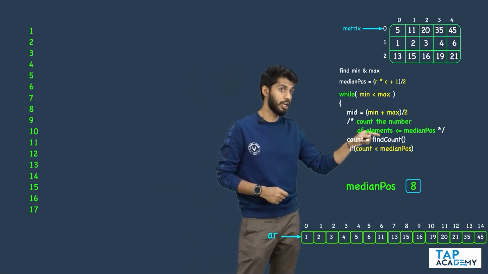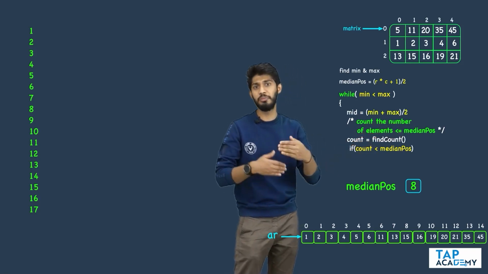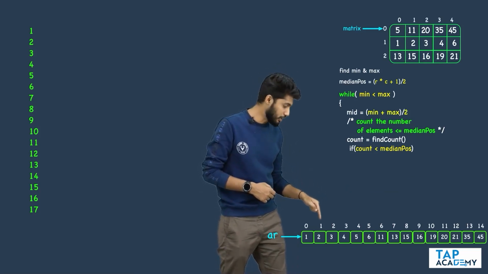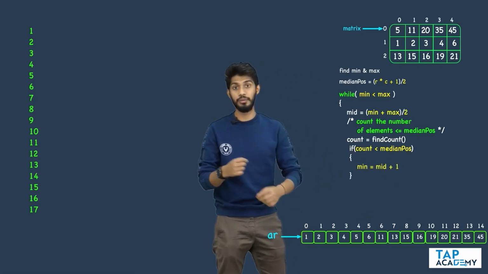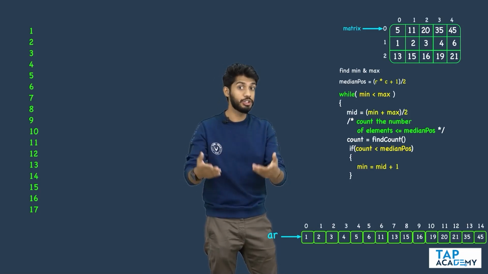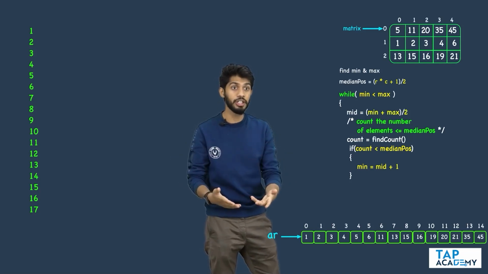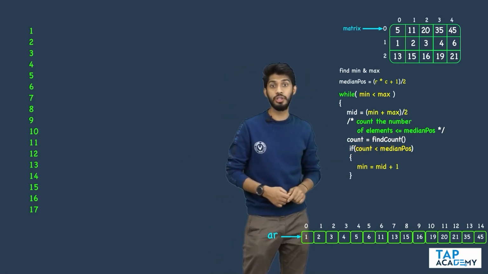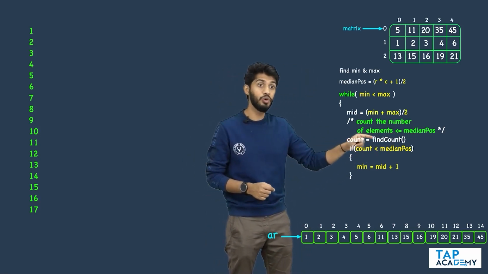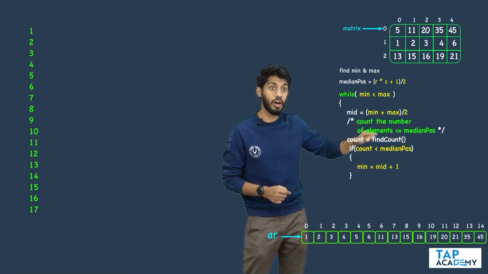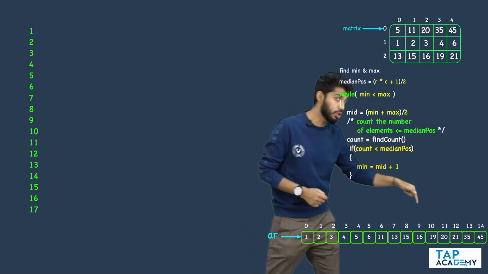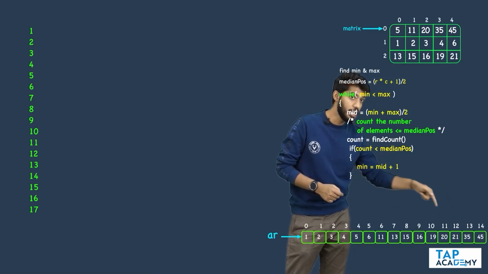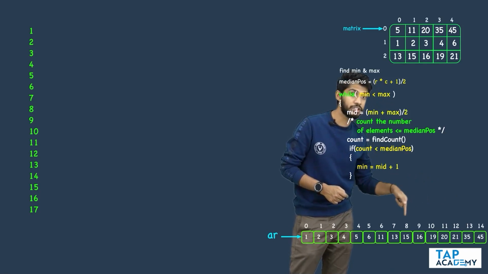I will check one condition: count is less than median position. It's the same binary search algorithm that I am writing over here. So I will take this min and say mid plus 1 in that case. Or else, there are two possibilities. Either the count value is equal to the median position, or the count value is greater than the median position. If the count value is greater than the median position, I know the count is somewhere over here. If it is somewhere over here, I need to come towards this side. If I have to come towards this side, I need to bring the max over here.